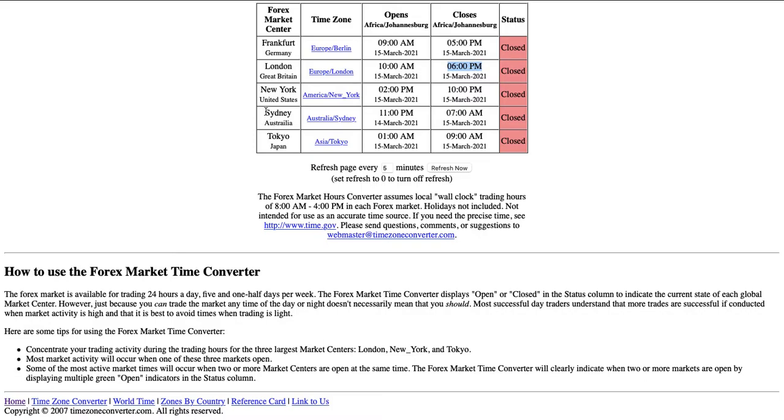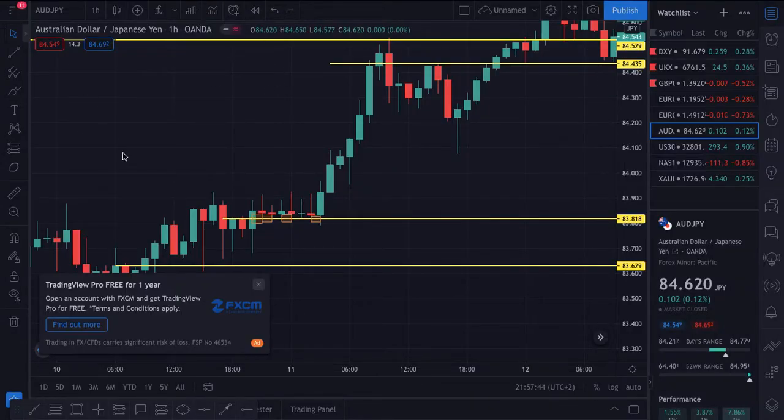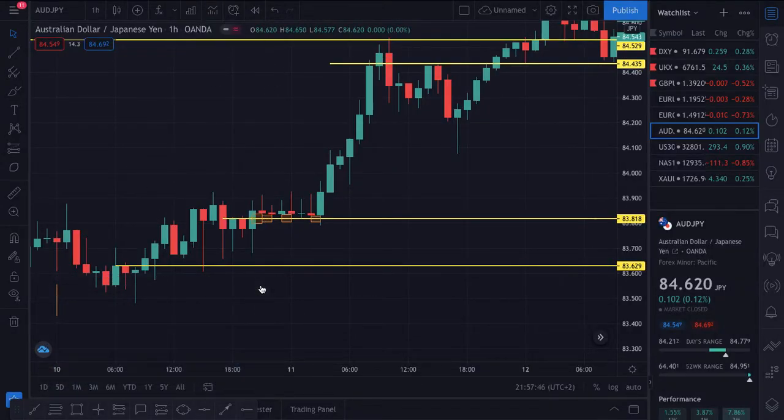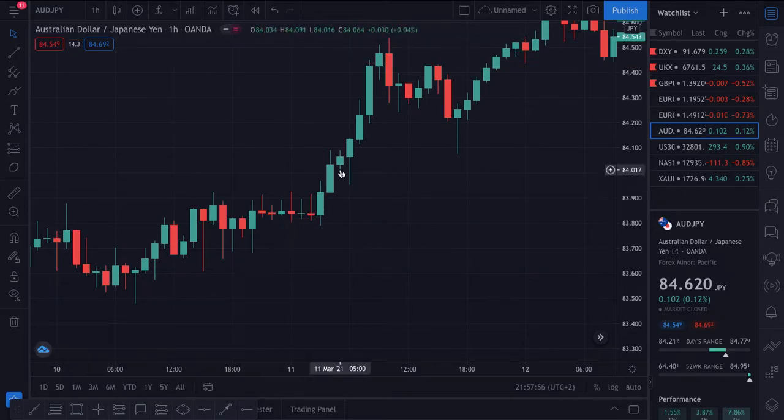I want to start with the AUD/JPY, meaning if it's AUD/JPY, you want to focus on the base currency, which is the first currency on the left, right? Let me just show you guys. So this is AUD/JPY, right? This is AUD/JPY. Let me just delete these trend lines. They're not important for now.